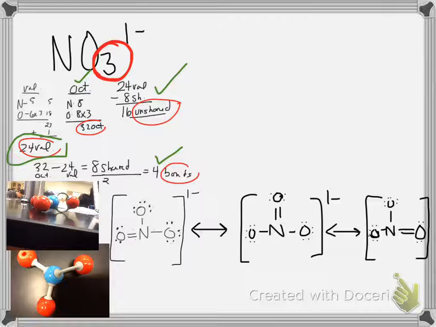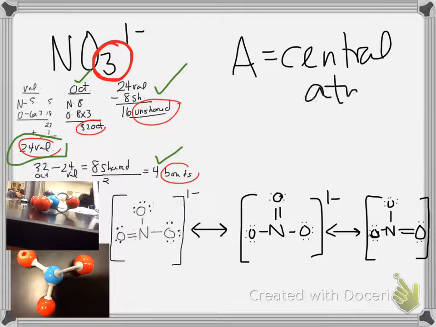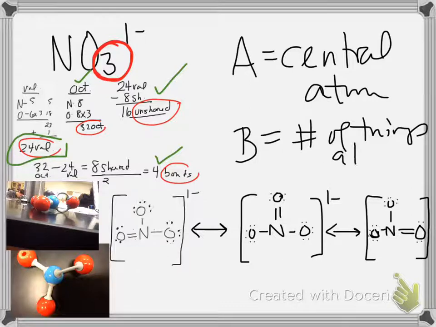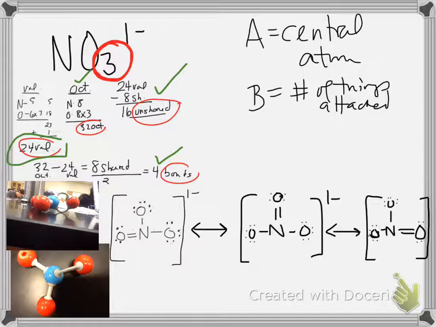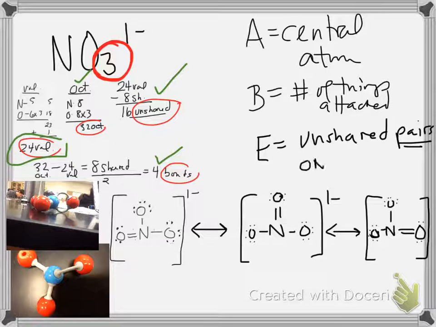ABE codes. That's something people mentioned. So remember that A equals your central atom. B is the number of things attached to the central atom. Messy, messy handwriting. Worst handwriting ever. And E is unshared pairs on the central atom.